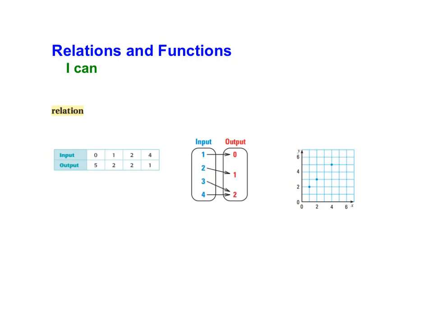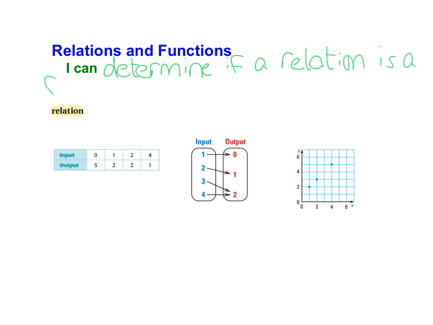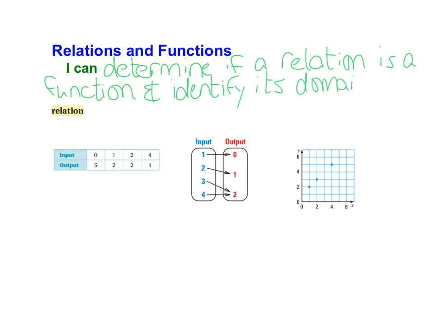And today we're going to determine if a relation is a function, and we're going to identify its domain and range. Again, those are words we're about to define. Now, let's start with a relation.